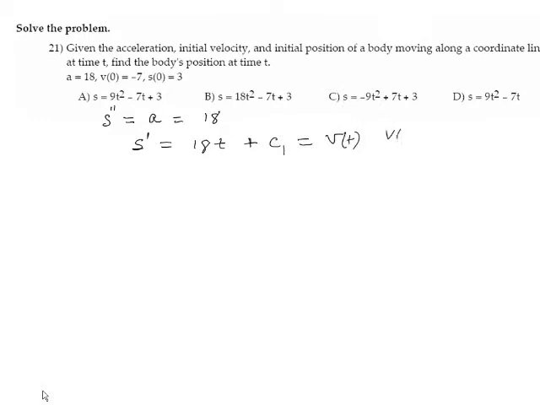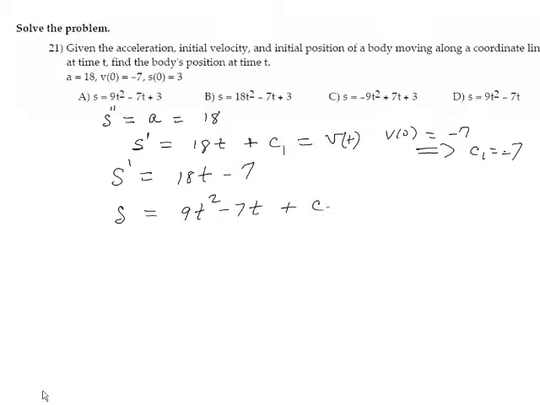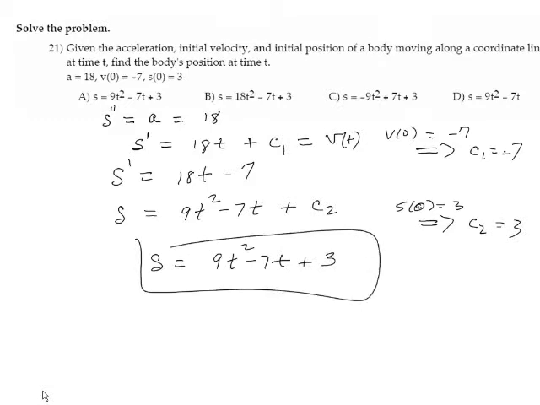And we're given that v at 0 is equal to minus 7. This implies that c1 is equal to minus 7. So we can write that the first derivative of the position is 18t minus 7. Now taking another antiderivative, we'll get s is equal to 9t squared minus 7t plus another constant c2. This is the position, and we're given that s of 0 is equal to 3, which implies that c2 equals 3. And so you can see that the position function is 9t squared minus 7t plus 3, which is answer A.